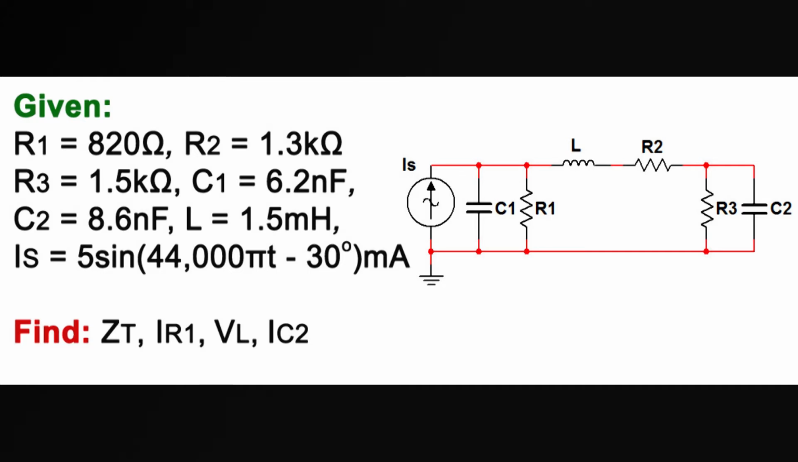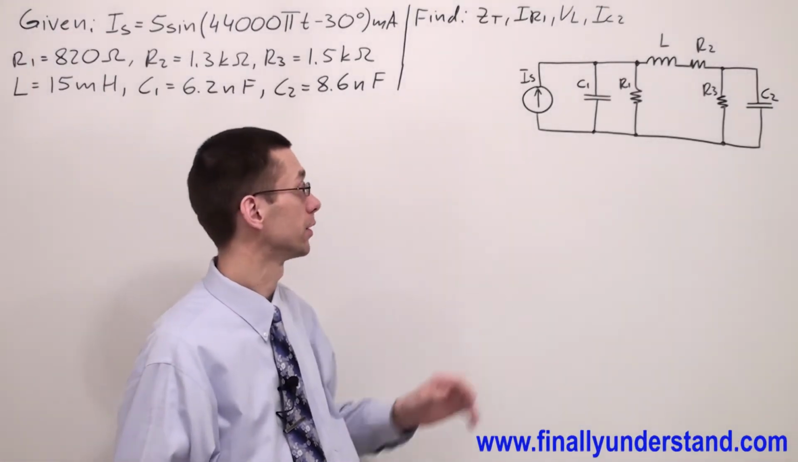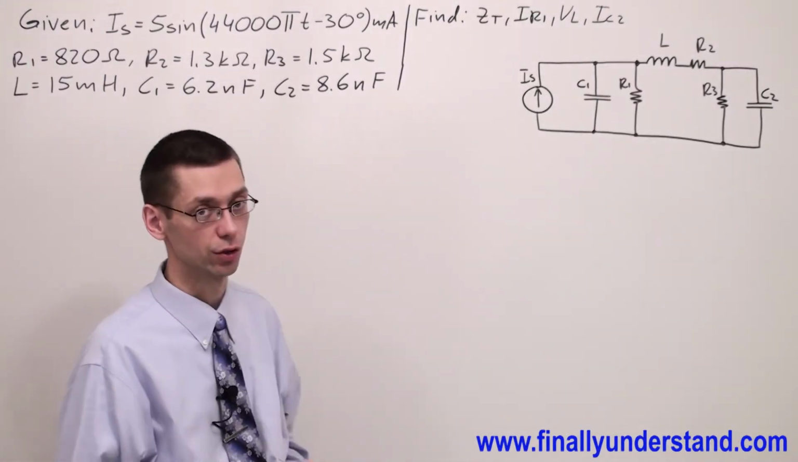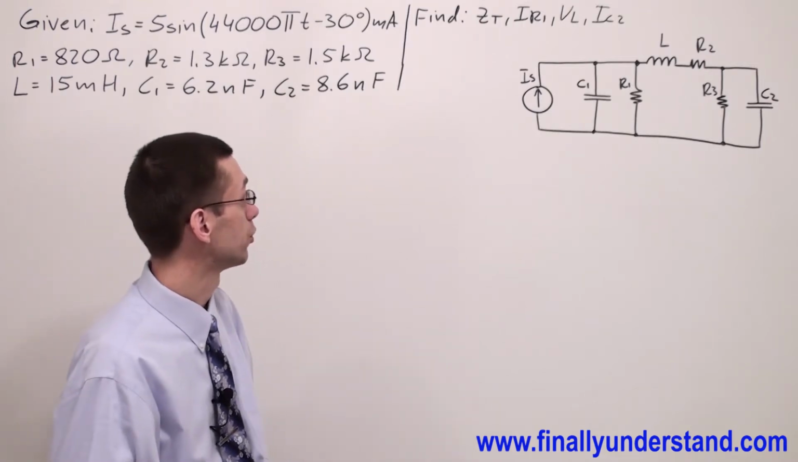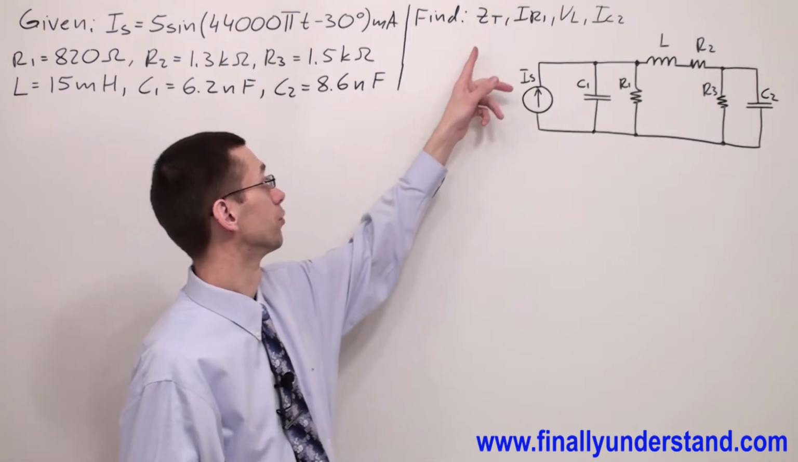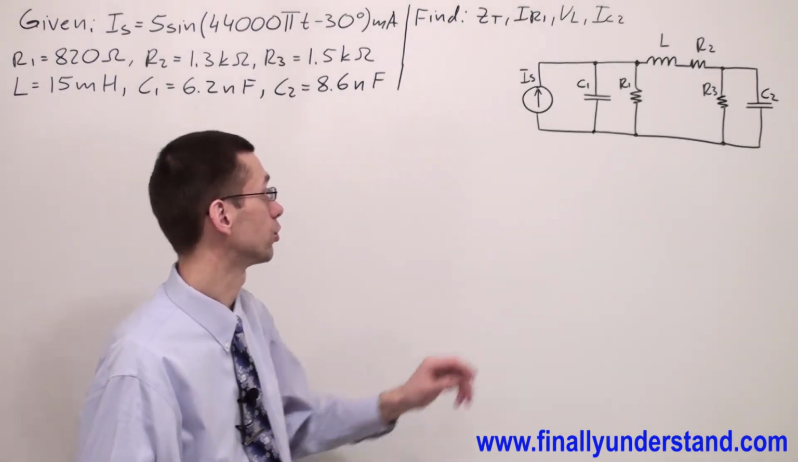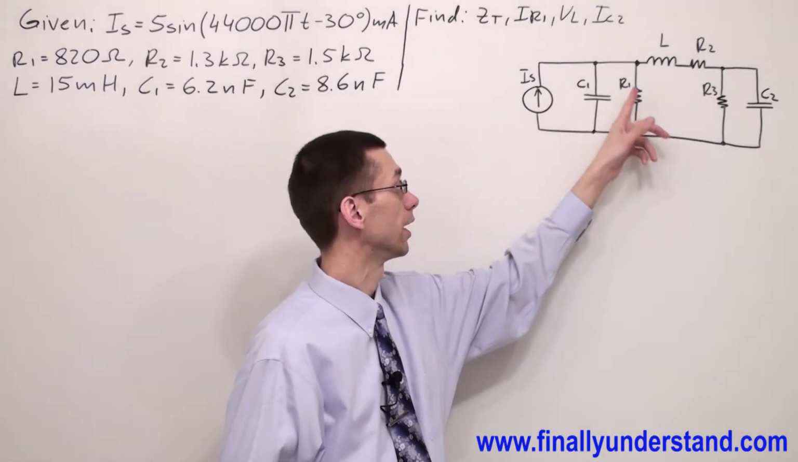Let's take a look at this example. This time we have a circuit which contains the current source. But in our case, this is not going to be a big problem. And we're supposed to simply again look what we can do in order to find Z total. Please notice that our circuit contains capacitors and inductors.